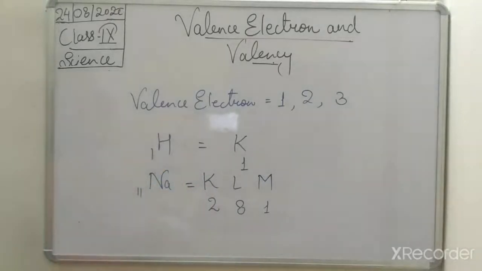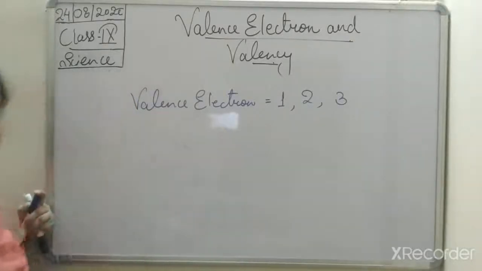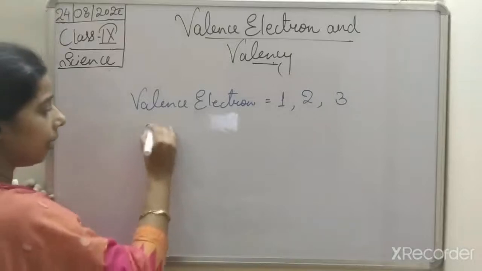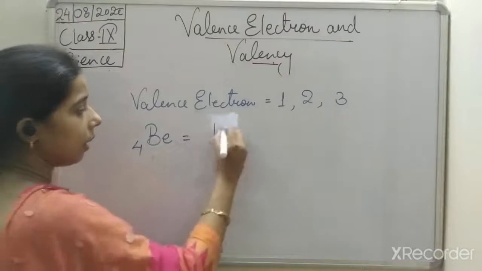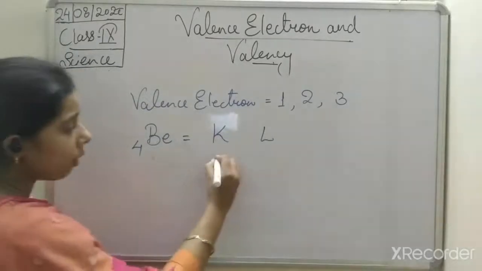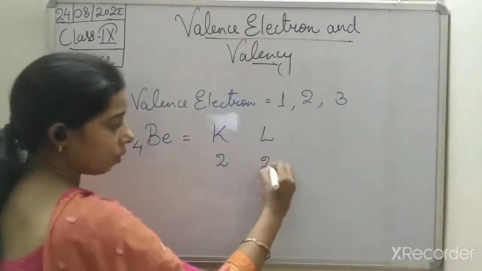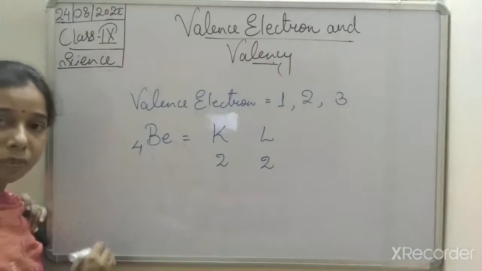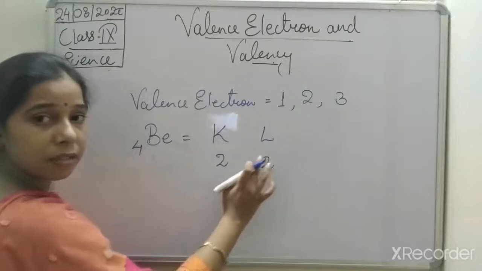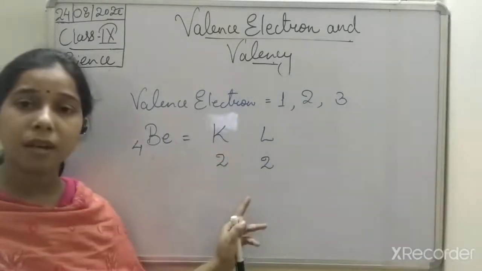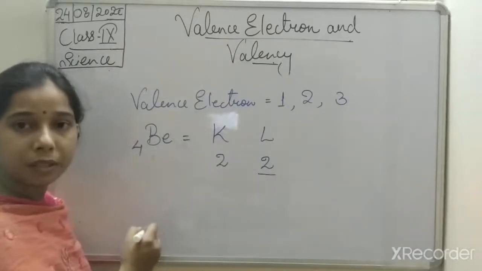Now, in the case of 2, students, so you see, take beryllium, which is 4. So you see K and L. 2 electrons will be present in the K shell, and the 2 remaining electrons will enter the L shell. Okay, so in the outermost shell, this is the valence shell, there are 2 electrons present. So we will call it that the valence electron is 2 here.